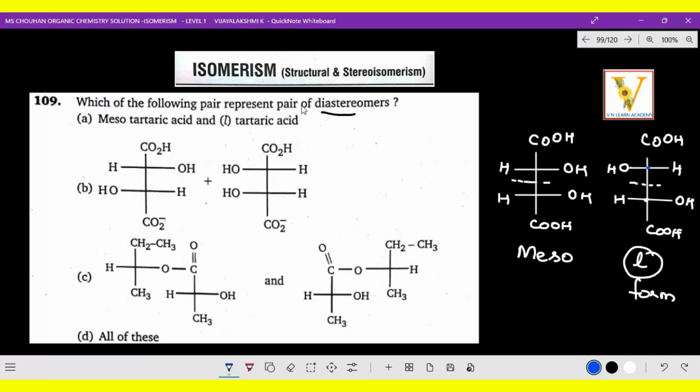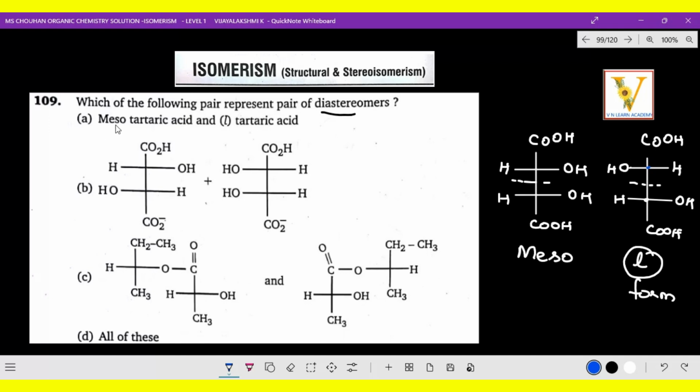Which option presents a pair of diastereomers? You know very well what we mean by diastereomers. Diastereomers are a spatial arrangement, and second, they are not mirror images of each other. And cis and trans is possible. Okay, now come on. In that option, in that pair, which represents diastereomers? Come on, let us find.